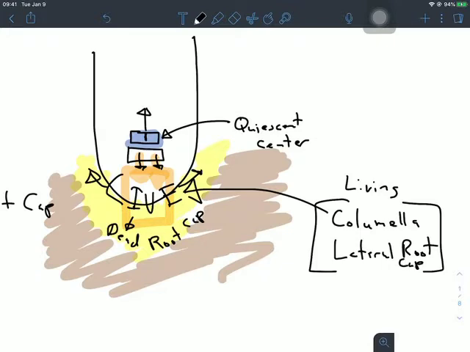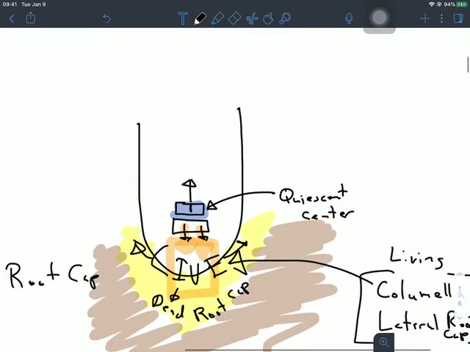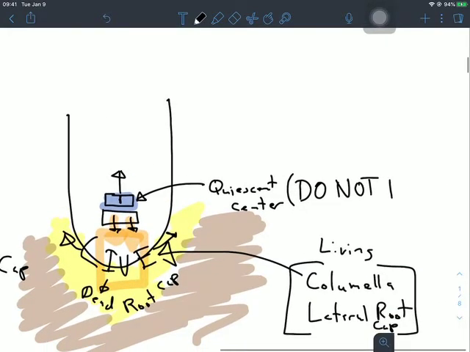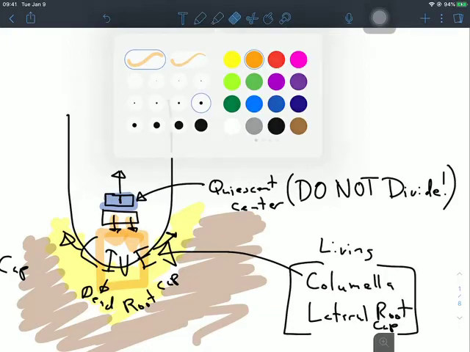Behind the live root cap, the living portion of the root cap, we have our quiescent center, which is our region of controlling cell division. So you have these two cells that themselves do not divide. They stay stem cells in their current state forever. Forever. They are controlling the cell division of the cells around them.